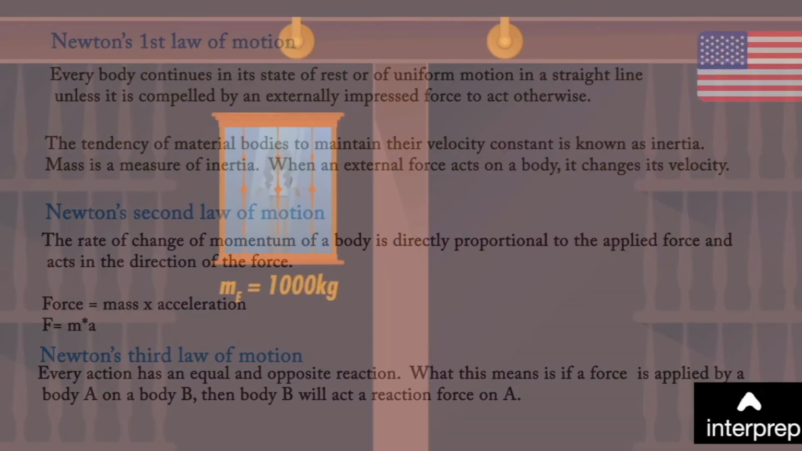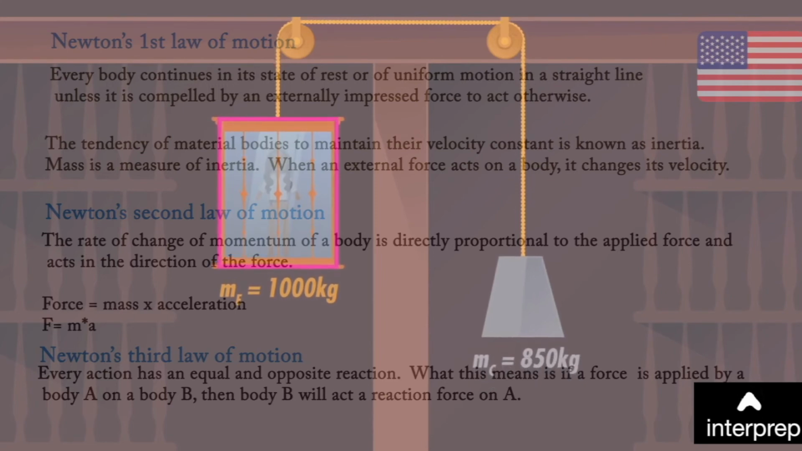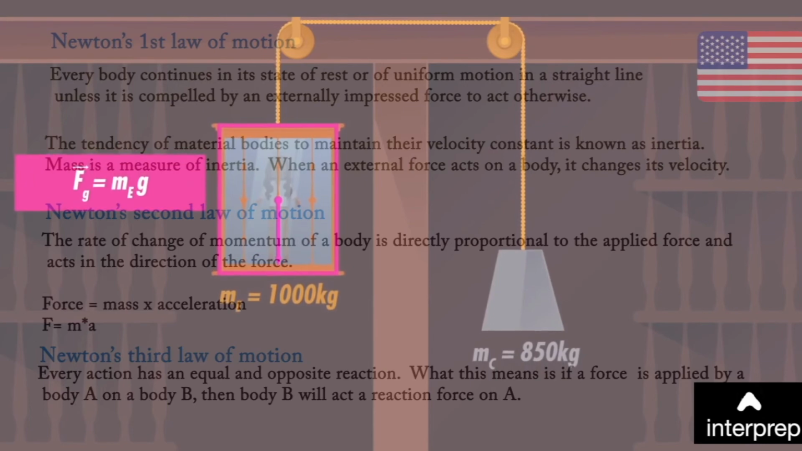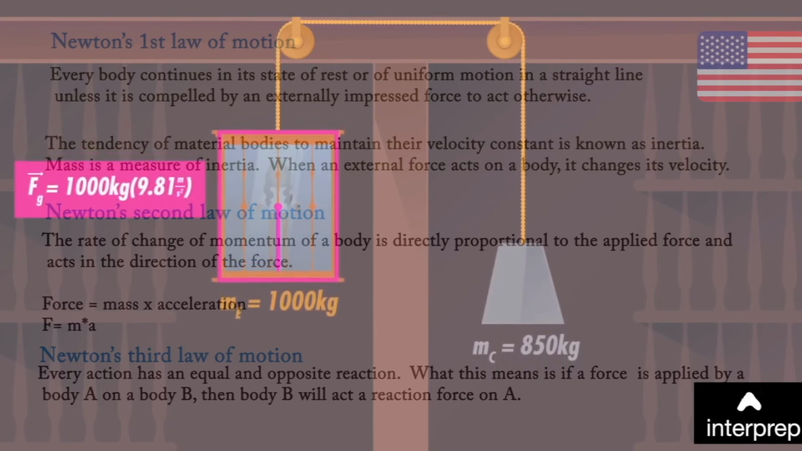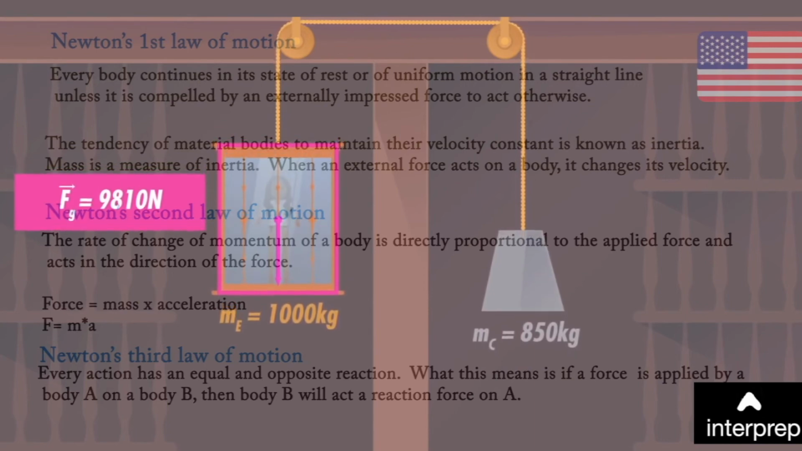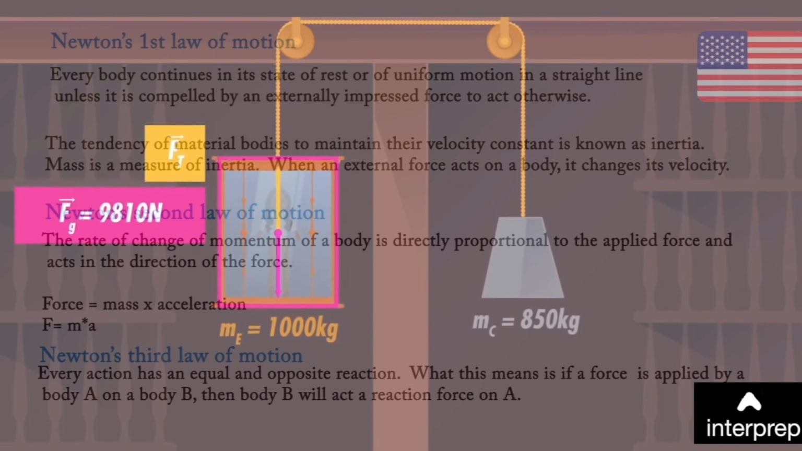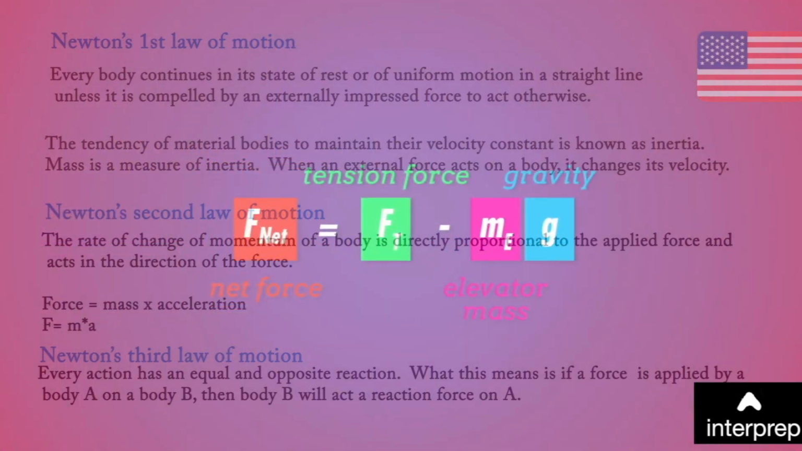Let us look at this lift and pulley system. Let's say mass of lift is 1000 kilograms and there is a counterweight of mass of 850 kilograms on the other side. On the lift, a force of 9,810 Newton will be applied due to gravitation in the downward direction, and force of tension from rope will be applied in the upward direction. Here is the equation for net force acting on the lift.